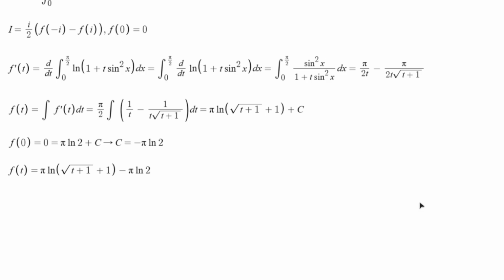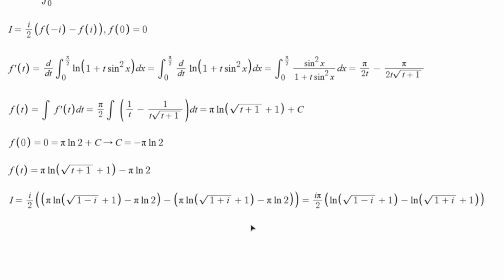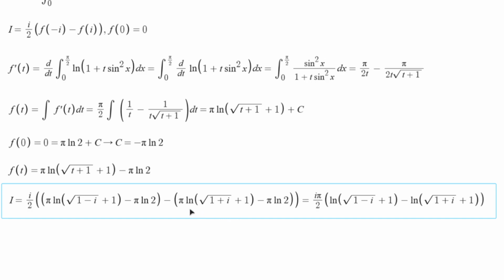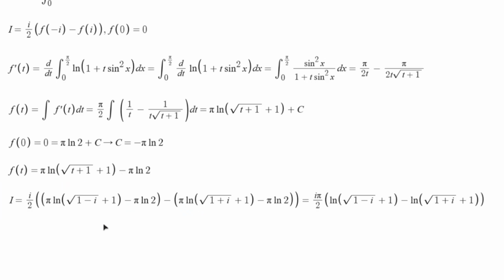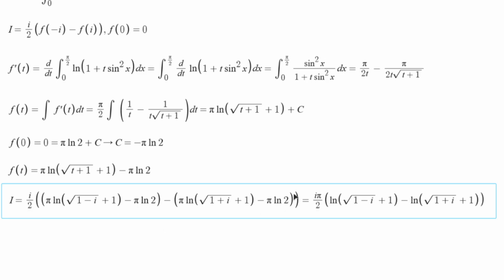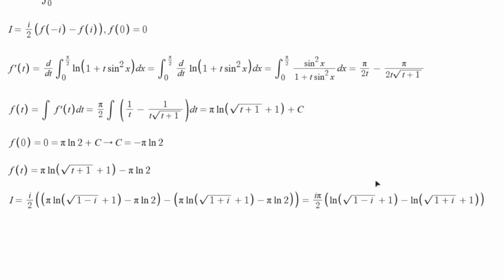And now don't forget our original integral is just f evaluated at negative i minus f evaluated at i, times i pi over 2. We have that right here. So let's show that. So I is now, again, i over 2 times our f evaluated at negative i, that's right here, minus our f evaluated at i. And you'll see that this minus pi natural log 2 minus a minus pi natural log 2 cancels. So this is our expression for I right now.